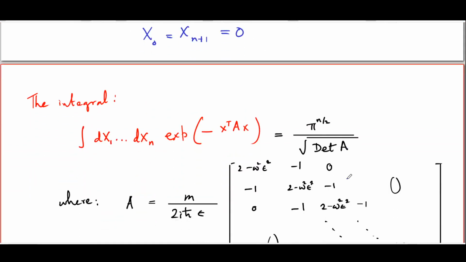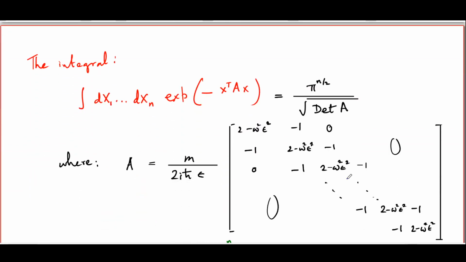All you have to do is look at this particular integral. There is of course this overall normalization factor m by 2 pi I h cross epsilon to the power n plus 1 by 2. But apart from that, you have this multiple integral over capital X1 to capital Xn of exponential minus xt ax, which we know has to be pi to the n by 2 by root over determinant of capital A. Let me stress once again, no linear terms, so no 1/4 B transpose A inverse B to worry about, no need to calculate the inverse.